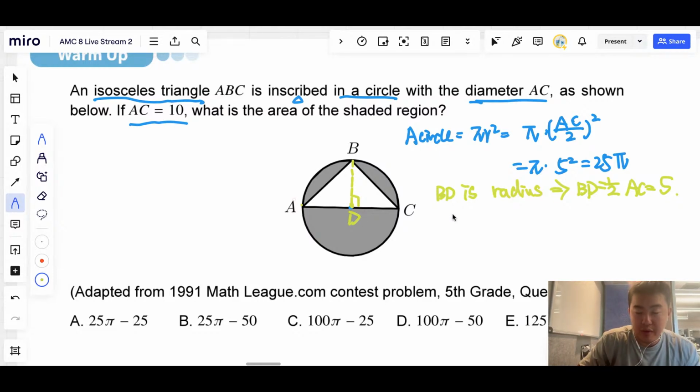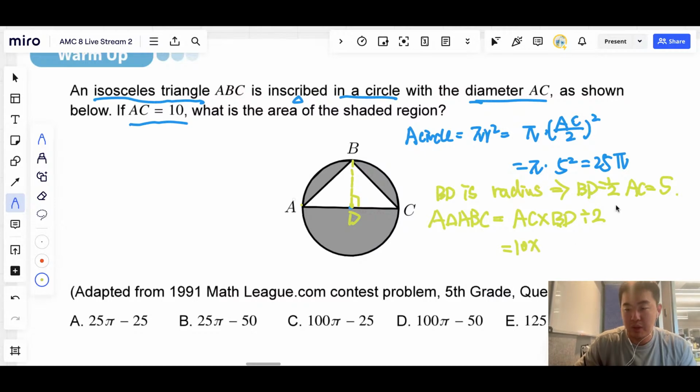Then we know the area of triangle ABC. It should be base times height, right? So what is a base? It's AC. And what is the height? It's BD, right? And never forget that divided by 2 at the end. So we should have AC to be 10 times BD. We have it to be 5. Then divided by 2. So that's basically 50 divided by 2. The answer should be 25, okay?